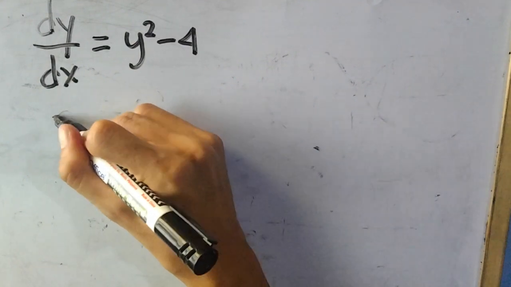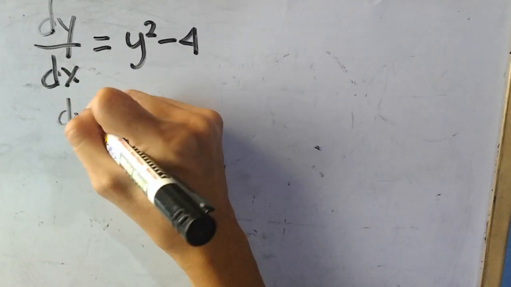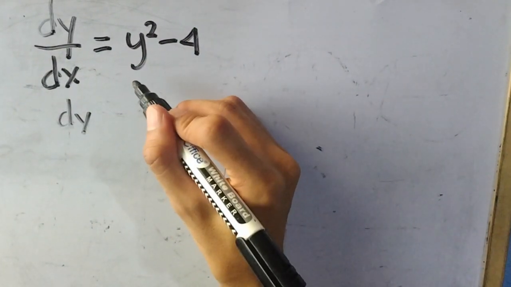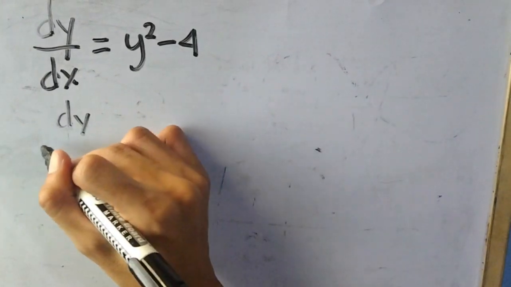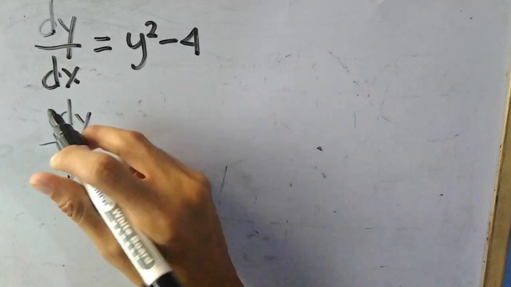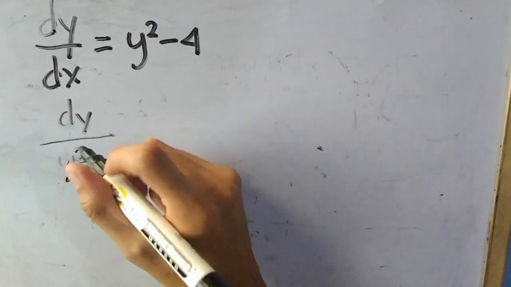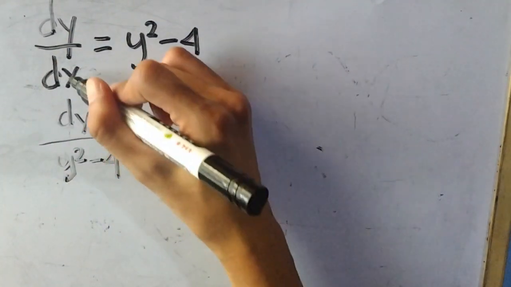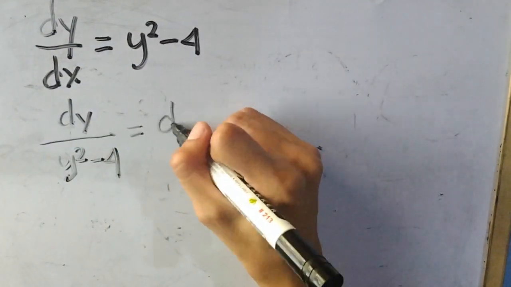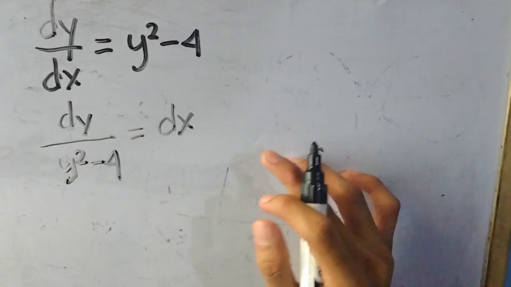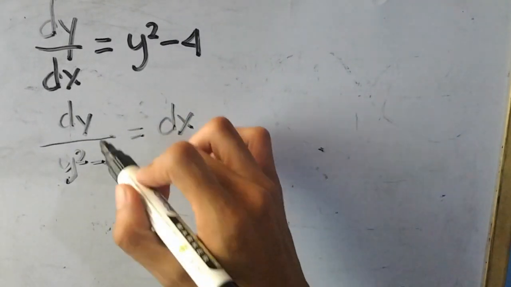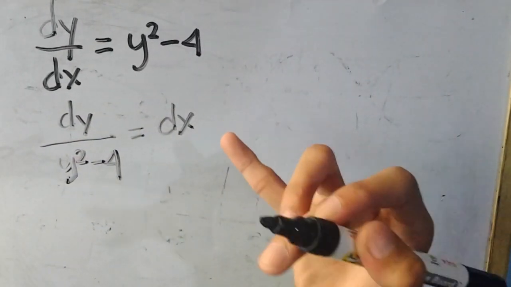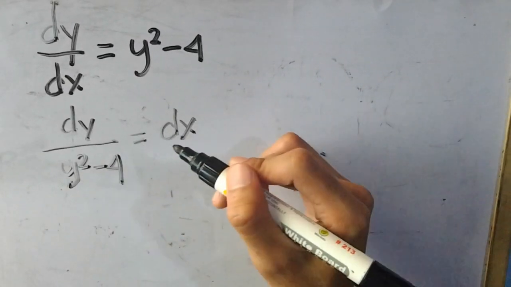So we will do that. dy. If we transfer this y squared minus 4 to the other side, we divide both sides by y squared minus 4. So it will be dy over y squared minus 4. And then this dx, if we transfer it to the other side, it will be equal to dx. After we separate the dy's with dy and the dx with x, there's no x here, so we will integrate both sides.